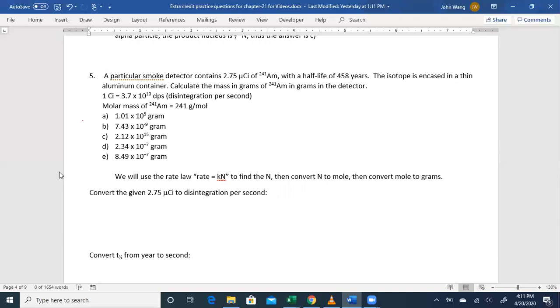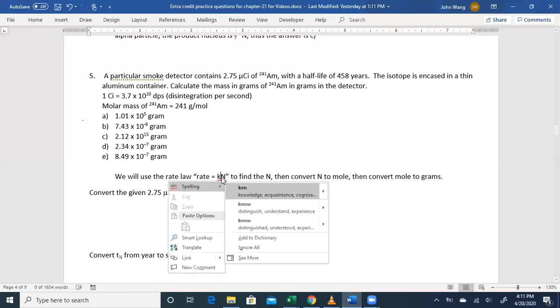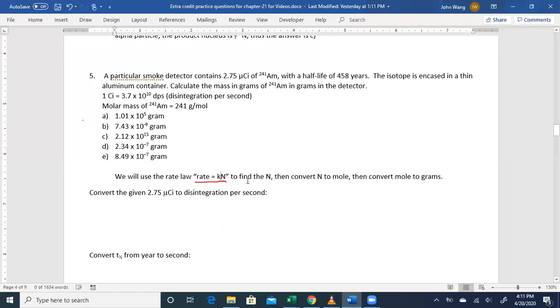You will use the rate law, which is written as rate equals k times N. So k is the rate constant, and N is the number of those radioactive nuclei. Once we find out N, we can convert from number to moles, then use molar mass to find out the grams.